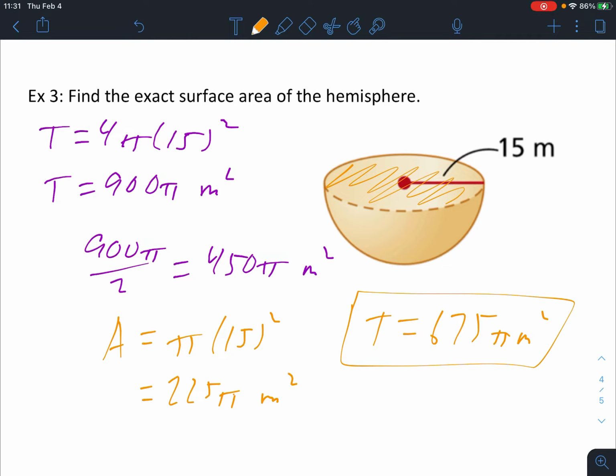All right, basically to summarize this here, if it's an open hemisphere, your formula is going to be 2 pi r squared because it's half of the sphere. But if it's closed, since we have to add another circle, our formula will be 3 pi r squared. So a full sphere is 4 pi r squared, a hemisphere is 2 pi r squared, and a closed hemisphere is 3 pi r squared.